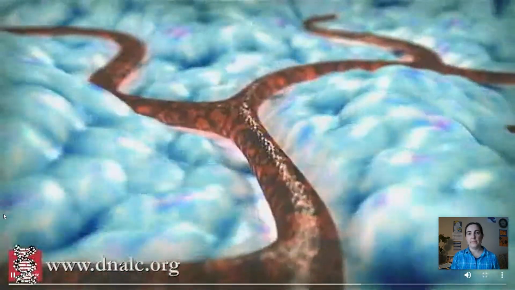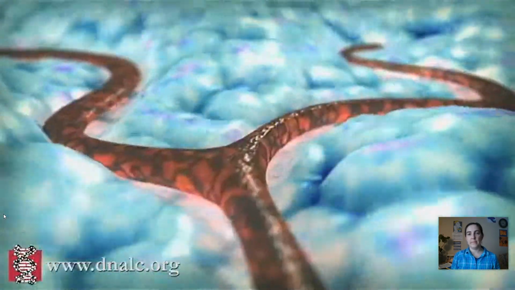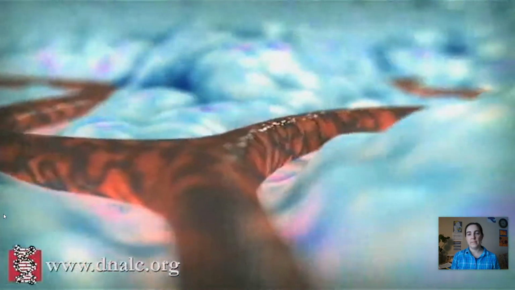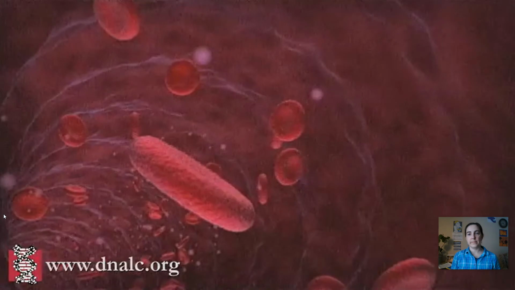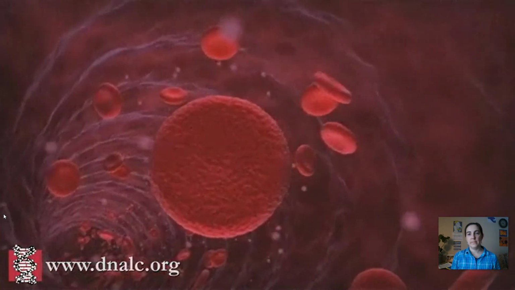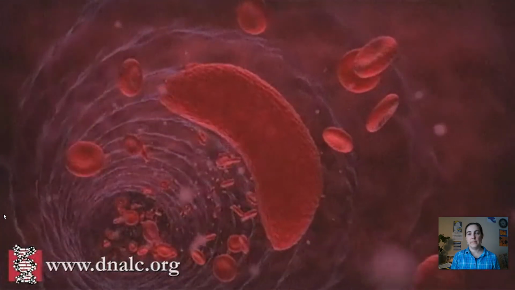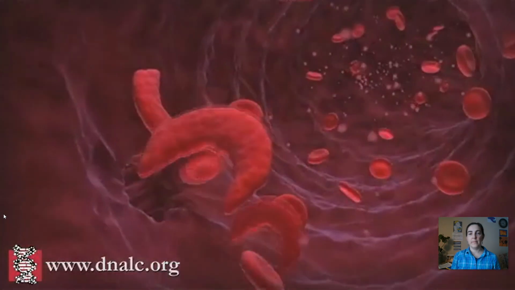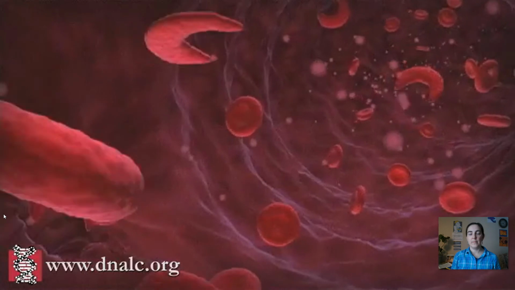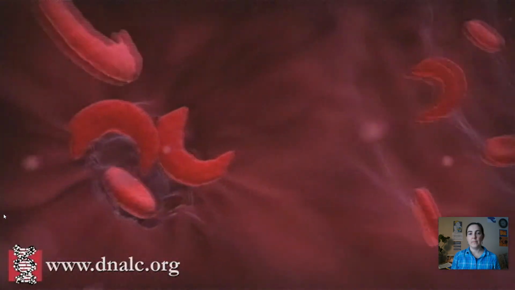Sickle cell anemia is a genetic disease that affects hemoglobin, the oxygen transport molecule in the blood. The disease gets its name from the shape of the red blood cells under certain conditions. Some red blood cells become sickle-shaped, and these elongated cells get stuck in small blood vessels so that parts of the body don't get the oxygen they need.